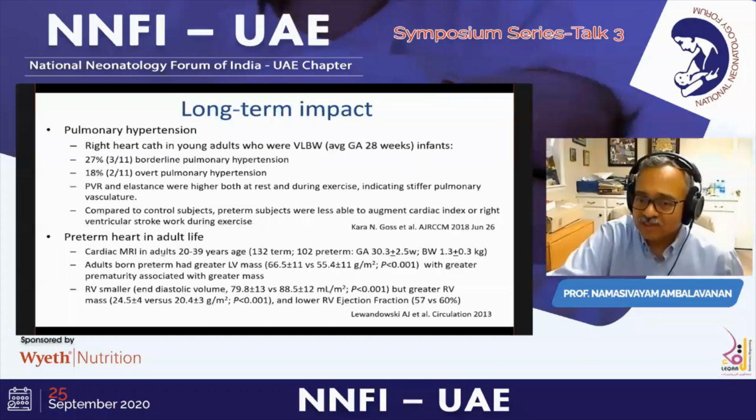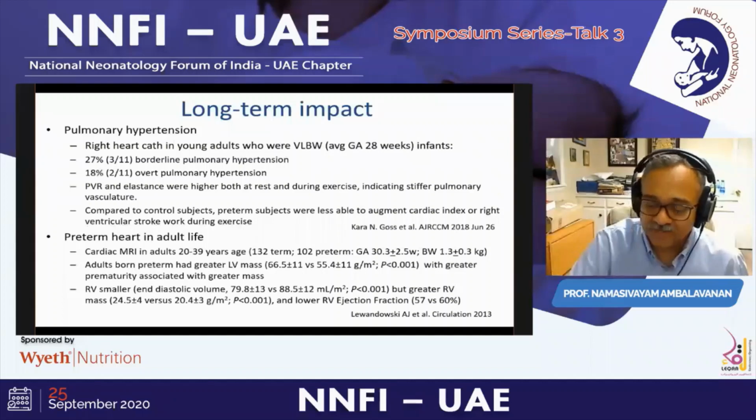And what happens to them as adults? If you do cardiac MRI in adults 20 to 39 years of age, who were 30 weeks at birth, they have a greater LV mass. I mean, you know that preterm infants are at high risk of systemic hypertension. They also had a greater right ventricular mass and lower right ventricular ejection fraction. So again, even as young adults, they have abnormal hemodynamics.